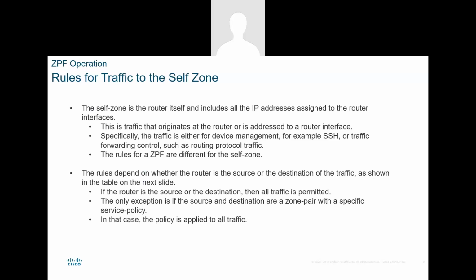So, some self zone rules. For example, if the router is the source and the destination, that traffic is permitted. If a zone pair policy exists, the defined policy is going to be applied. Now, if you don't have a specific policy, traffic is going to be denied by default. This ensures controlled access to the router, but it also allows essential management traffic as well.